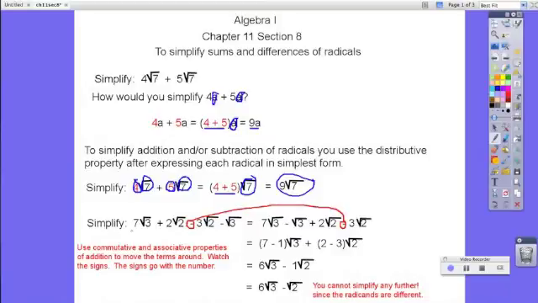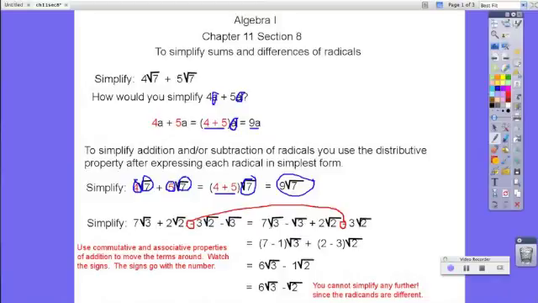Let's consider this next problem: 7 square root of 3 plus 2 square root of 2 minus 3 square root of 2 minus the square root of 3. This would be similar to a problem like 3a plus 2b minus 3a minus b. You have two variables in this case. So what we do, we have to group those variables. If you were doing a problem with variables in it, we have to group them together using the commutative property and the associative property of addition.